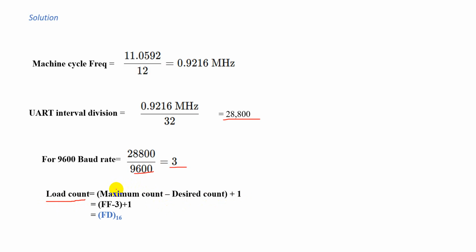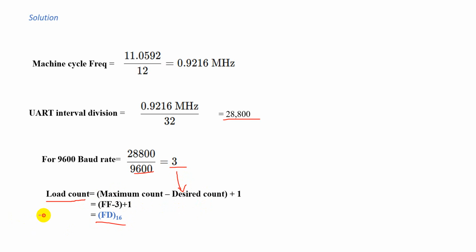Why FF? Because it is in mode 2. Mode 2 is an 8-bit mode, so the maximum value is 256, and the corresponding value is FF. So FF minus the desired count, which is 3, plus 1. So we will get the value FD.